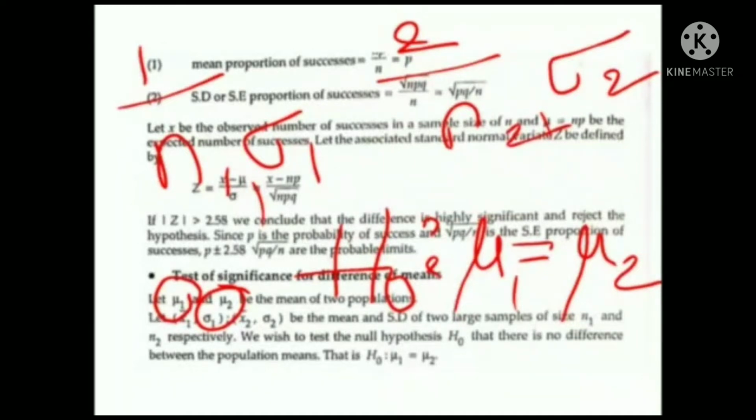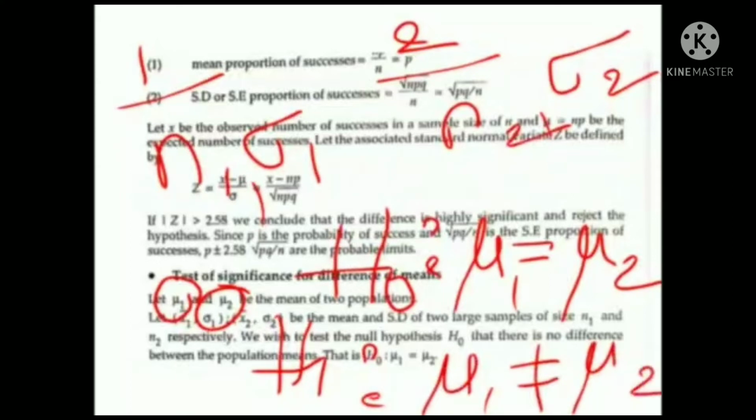So what will be the alternate hypothesis now? That is H1. H1 is the alternate hypothesis: mu1 not equal to mu2, the contradicting statement. Understood? So this is how we take the null hypothesis and the alternate hypothesis. Let us see how we test it.